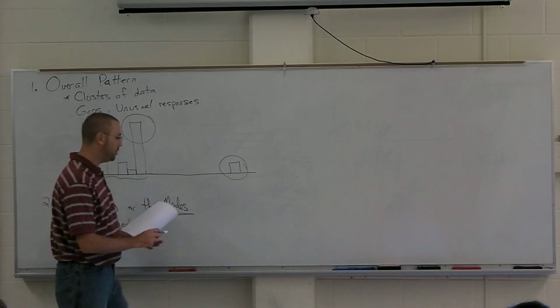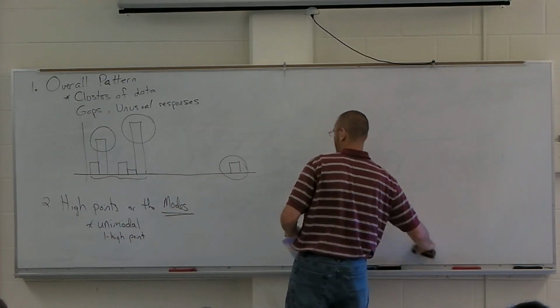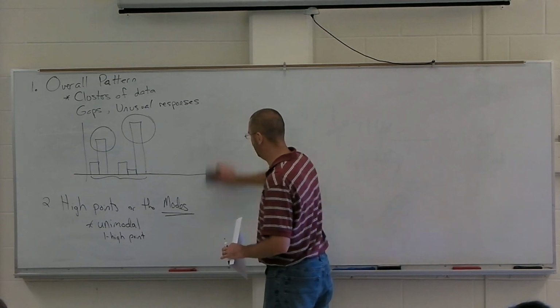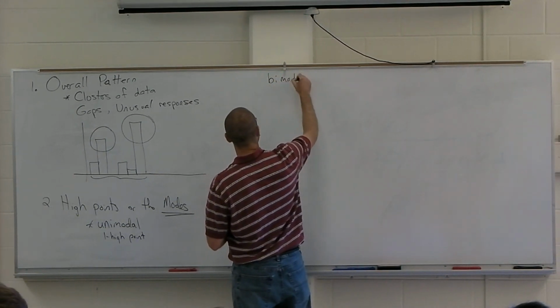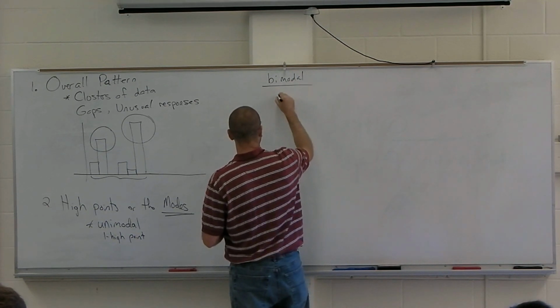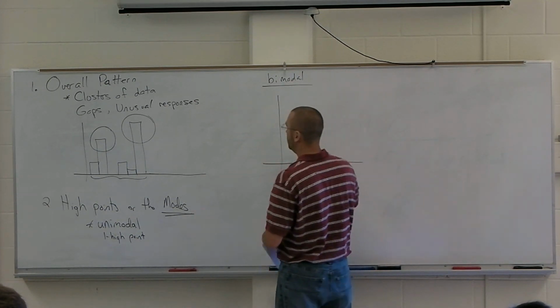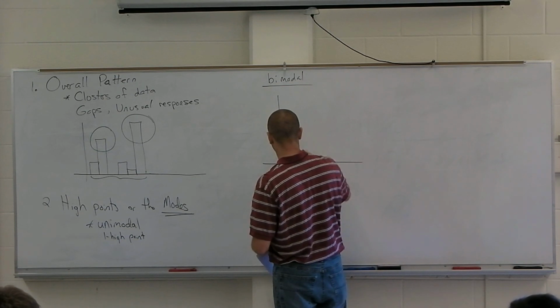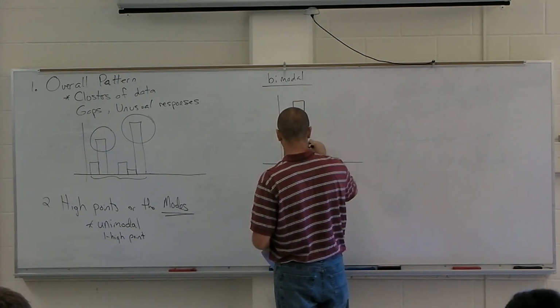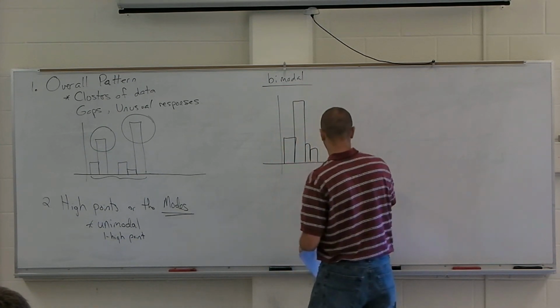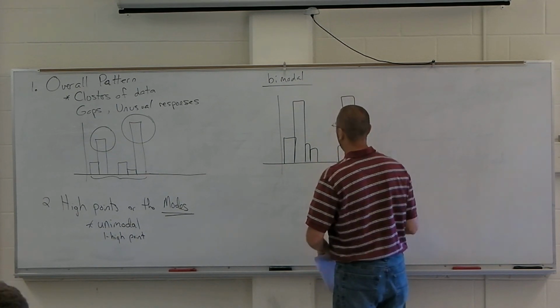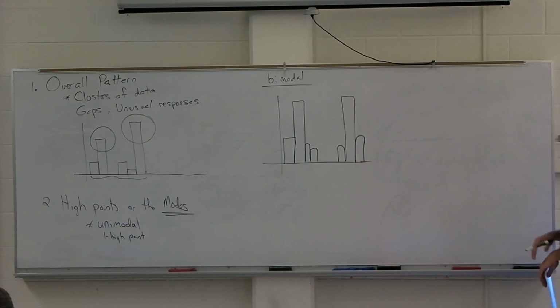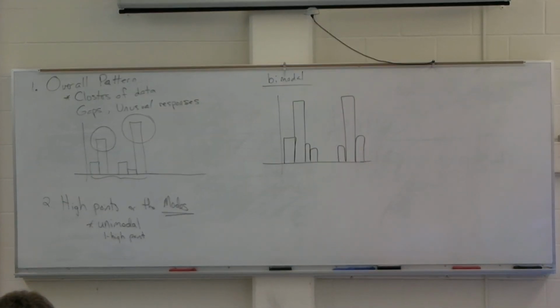There's also what's called bimodal. Bimodal, as you may guess, means what? Two high points. Bimodal data, a bimodal picture, would look something like this, for example. This would be an example of data that's bimodal, the two different high points at different spots.